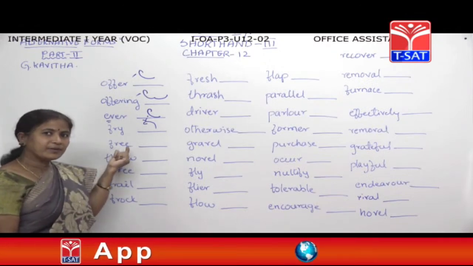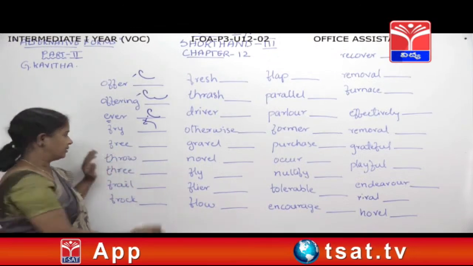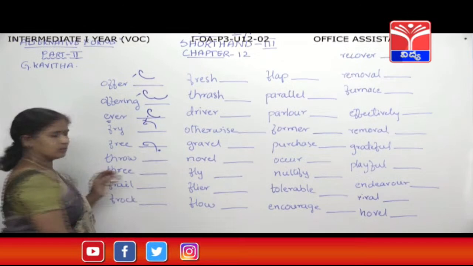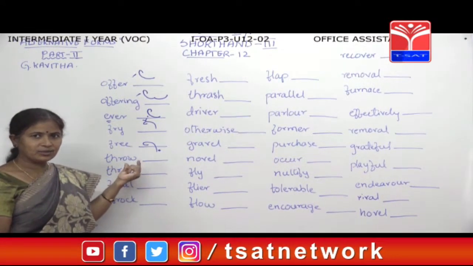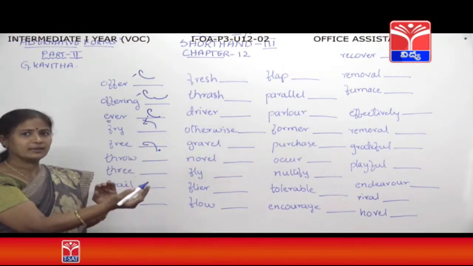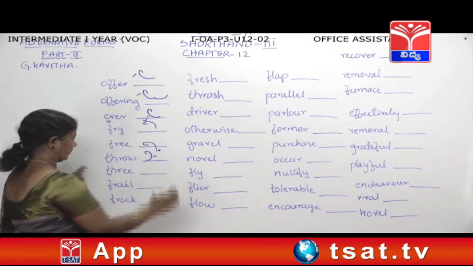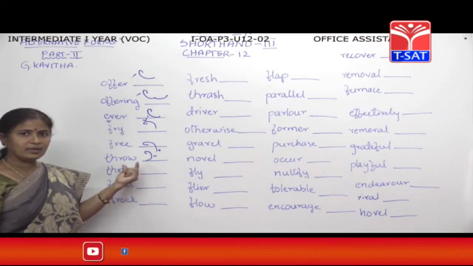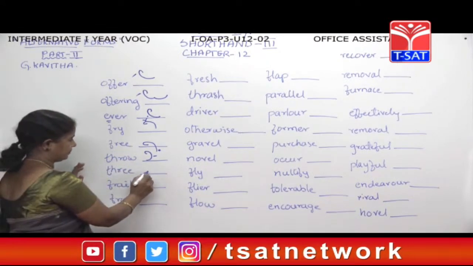Free. Fur standing alone and vowel coming after. Vowel following, vowel tarvata vastundi kabatti we use right forms. Throw, the same way. Tar standing alone and the vowel is following. We write right forms. The same way, three. Tar standing alone and vowel is following. We write right form of tar.